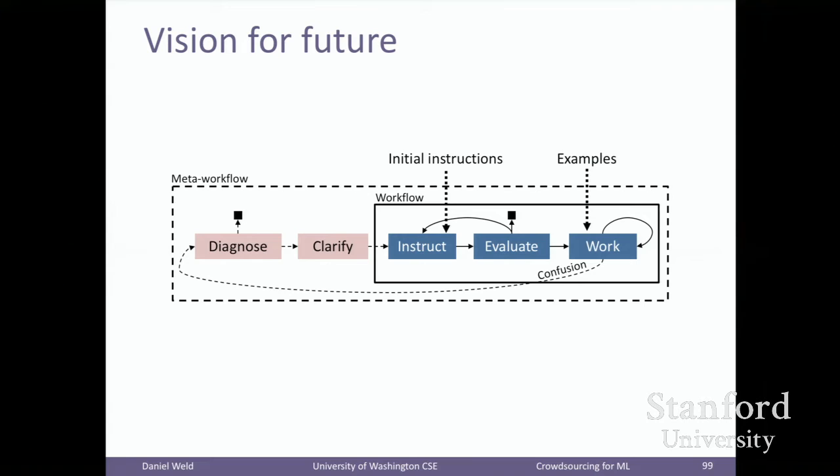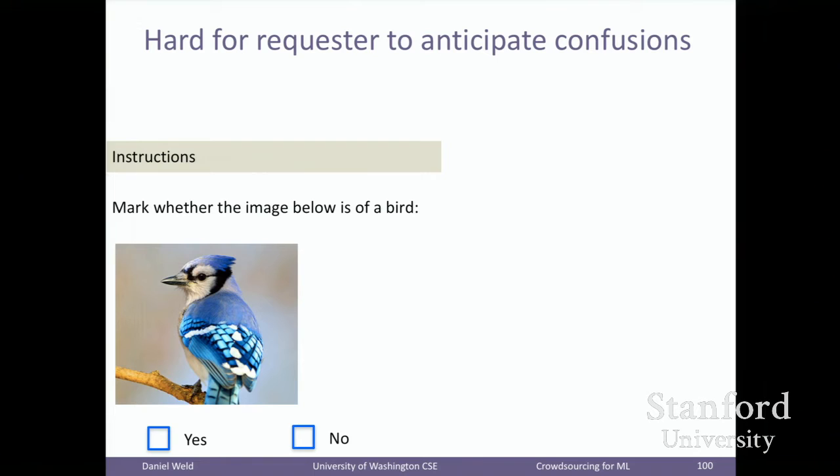One is to diagnose a confusion and then clarify the instructions. So the idea is to come up with the initial instructions, we go through this until we detect some confusions, and then we ask the requester to fix those, and we go around that. Hopefully in this automated fashion, we can do it much faster and much easier. Here is an example.